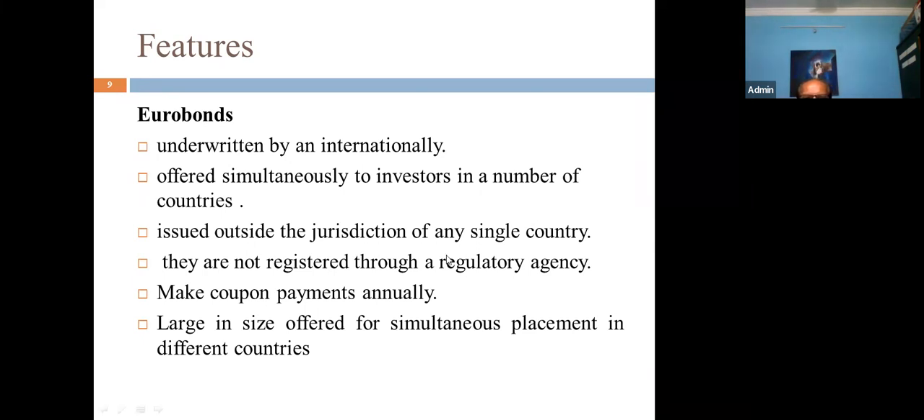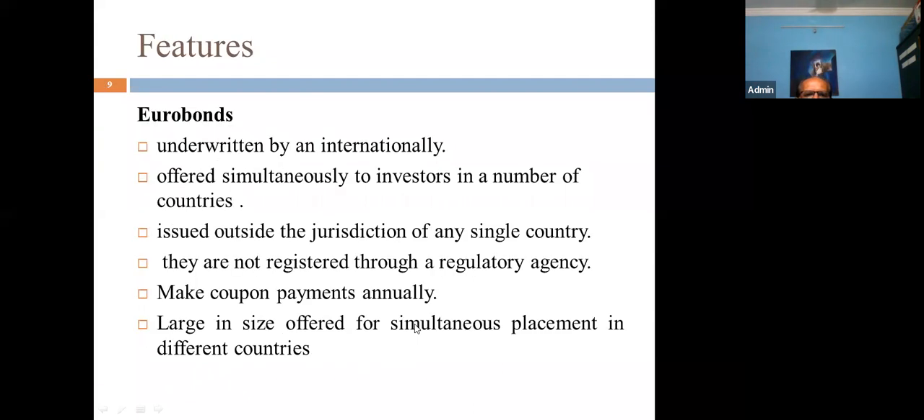Eurobonds are not registered through any regulatory agency. They make coupon payments annually, so the payment is done on an annual basis in the case of Eurobonds. Eurobonds are generally large in size, not in a smaller amount. So if you would like to buy a Eurobond, you will have to make provision for a huge amount. Large in size, offered for simultaneous placement in different countries, so it requires a hefty amount.